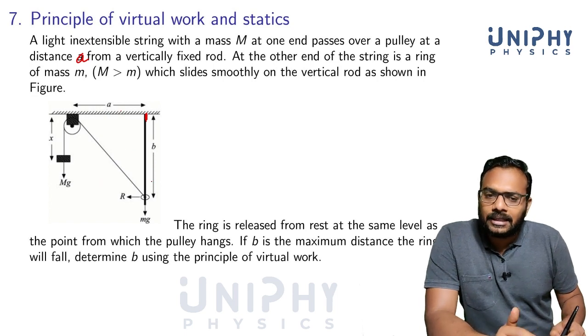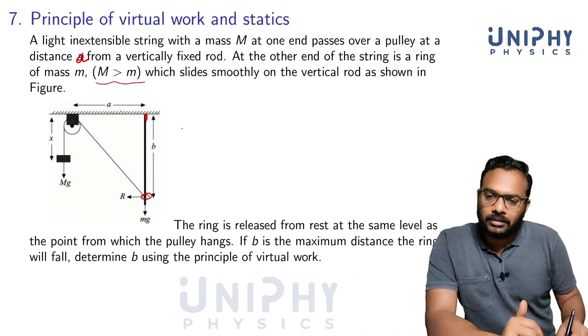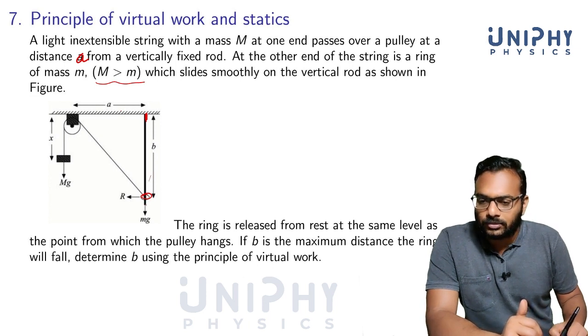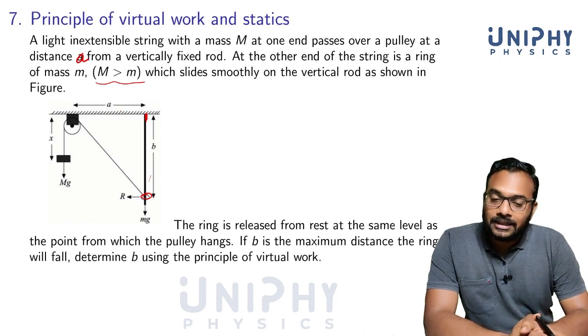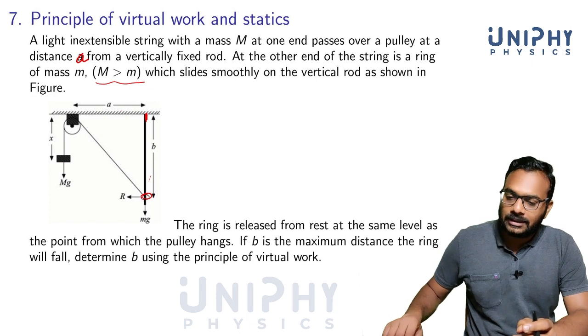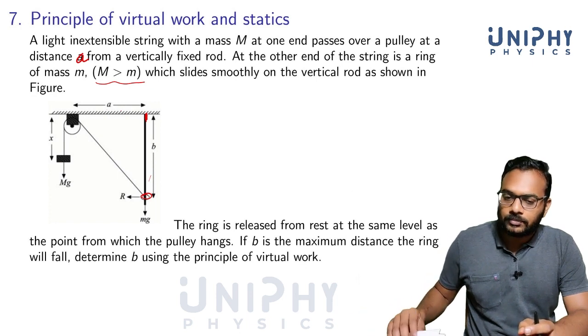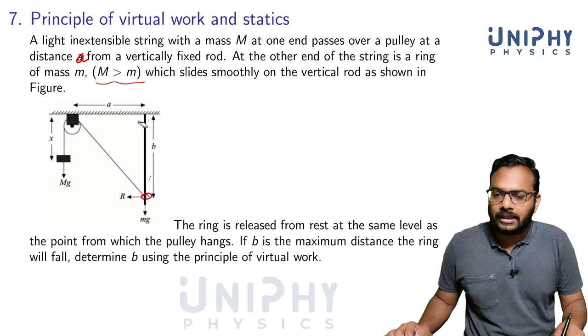The other end of the string is a ring of mass m, where capital M is greater than small m, which slides smoothly on the vertical rod as shown. So this slides smoothly on this vertical rod and it reaches an equilibrium. The ring is released from rest at the same level as the point from which the pulley hangs. You release the ring from here, and it attains an equilibrium.